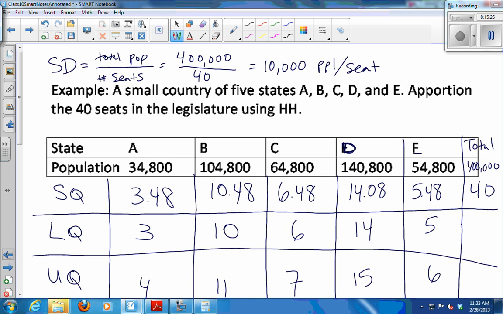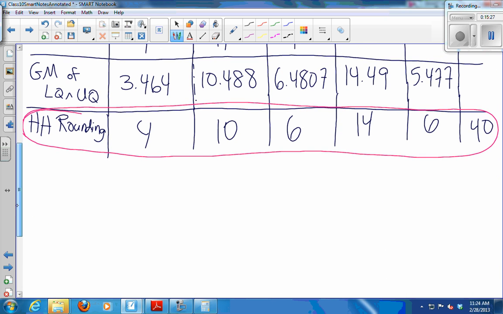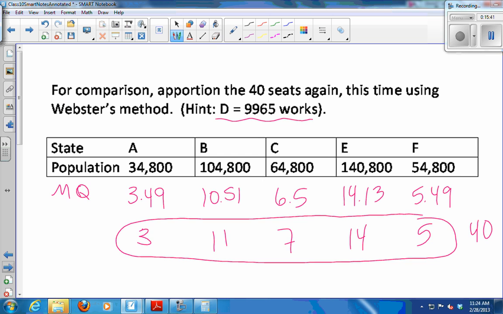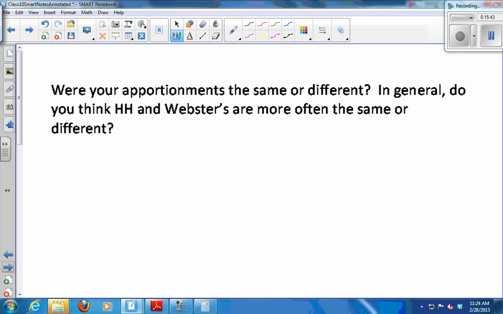Is that what we got when we did Huntington Hill? Oh, a little different. This one got 4, 10 instead of 3, 11. And we went 7, 14, 5, and this one went 6, 14, 6. So the apportionments are slightly different in this case. So they are different. Okay.